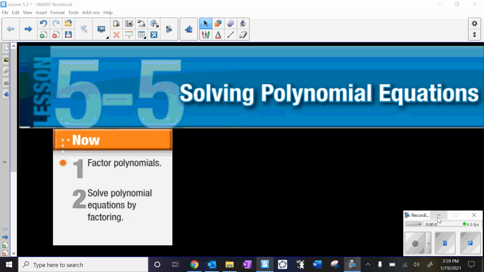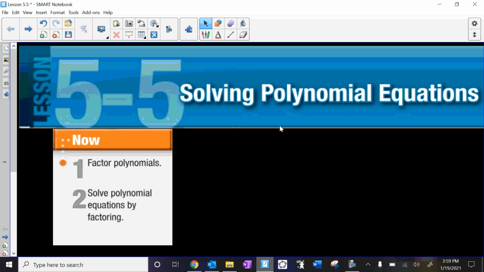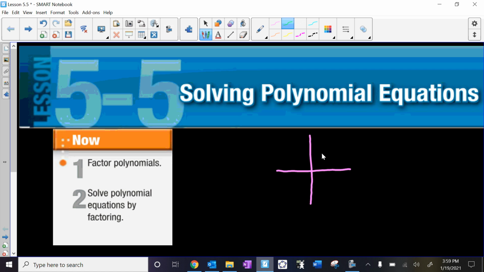In section 5, we're going to look at solving polynomial equations. If you remember in chapter 4, we solved quadratics all the time by different methods. One of the ways that we solved quadratics was by graphing, and another way was by factoring. So if I did it by graphing, here could be a picture of a quadratic.